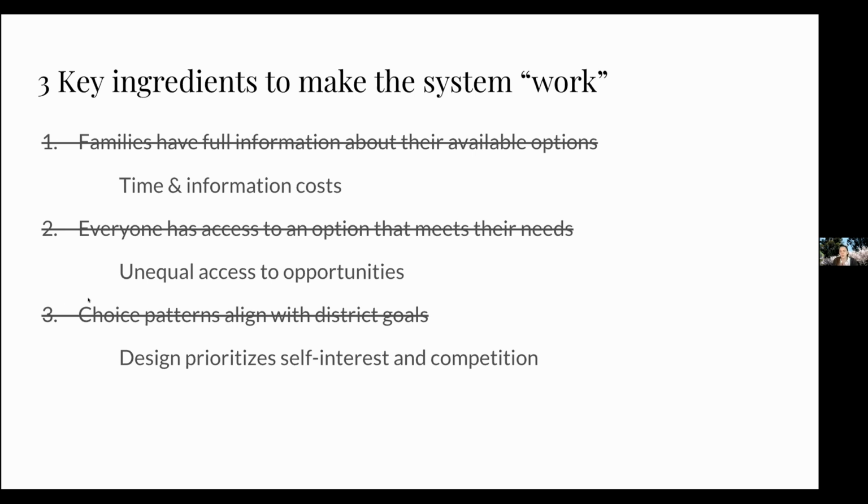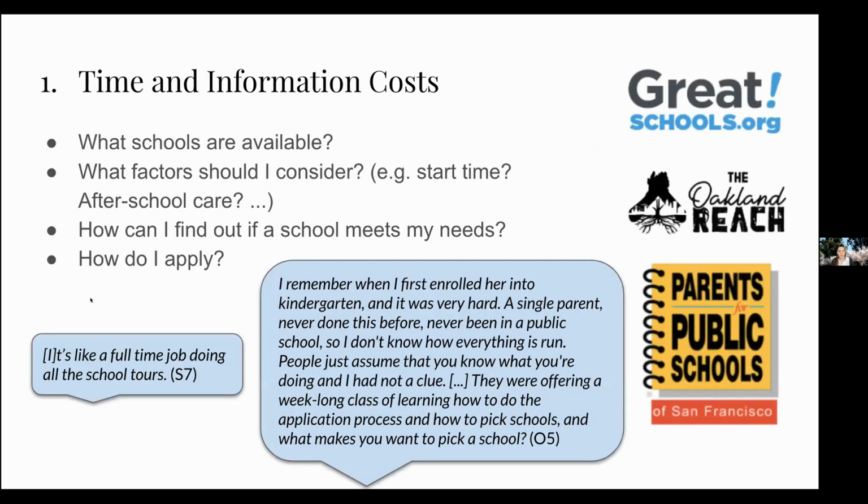So really quickly, I wanted to give a little more detail on each of these, drawing from some of our interviews. In terms of time and information costs, if you're a first-time parent, you need to understand what schools are available to you, what factors are important to you, and how you find out about the schools that meet these criteria. One parent in San Francisco was doing a lot of school tours to find out about schools and said it was like a full-time job because these tours are in the middle of the day.